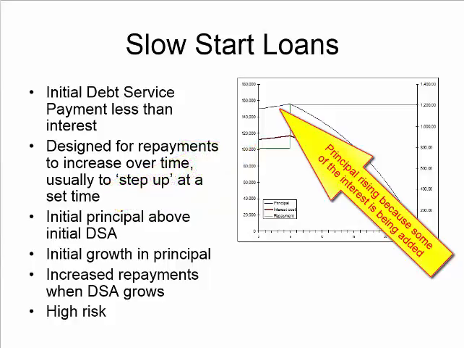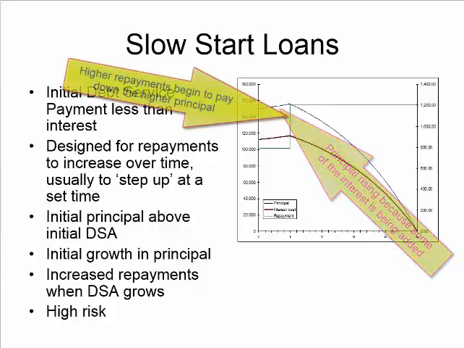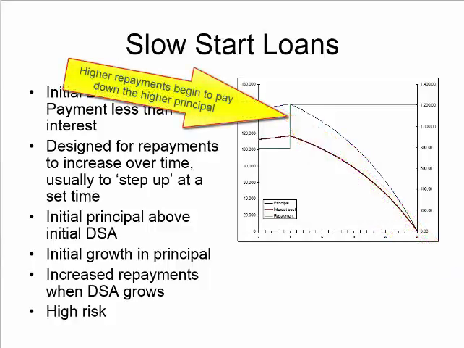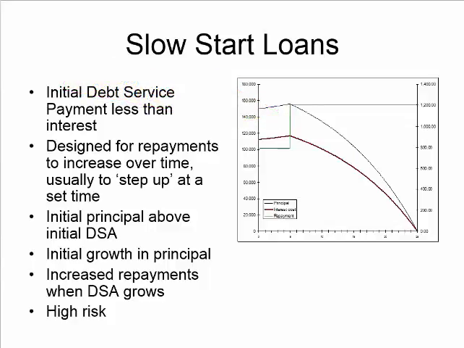The assumption with slow start loans is that at some point in the future the borrower will be able to increase their debt service payments, and this is shown as commencing in year 5, where the green line jumps from the low initial slow start level to the higher level that will sustain the amortization of the loan over the remainder of the period. The repayment level that is taken on in year 5 is actually based on the assumption of the loan starting to be paid down from that date till the end of the loan.